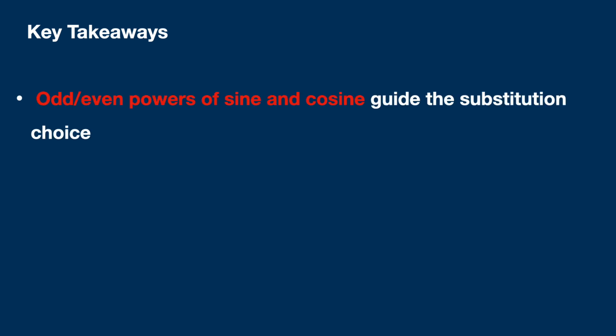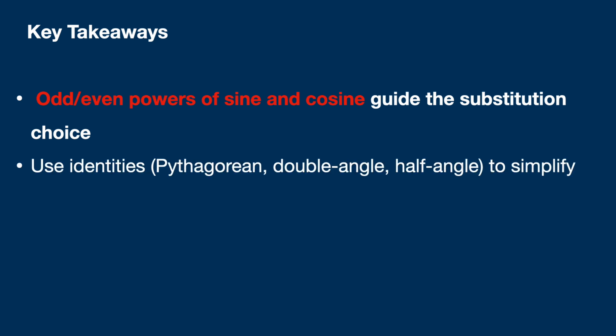What did you learn in this session? We learned trigonometric integrals, but you have to be very careful with the power of the trigonometric function. Odd or even, they have different substitution choices. Guys, make sure which identity you're going to use: the Pythagorean identity, double angle, half angle, which means the power reduction formula, to simplify.